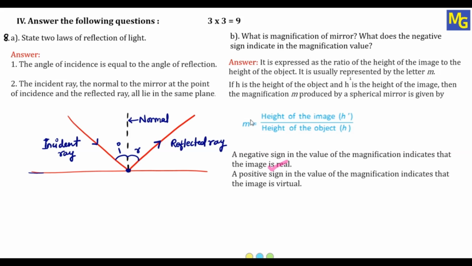So if m value is negative, then our image will always be real. Remember, if m value is positive, then it indicates that the image is virtual. So these are the 2 points which you have to remember. In this question, they have asked about only negative, so only the first point is enough. But I have given the second point also, because we are using it just for practice. So remember all these points whenever you write or prepare for your final exam. Now I will move on to the next question.